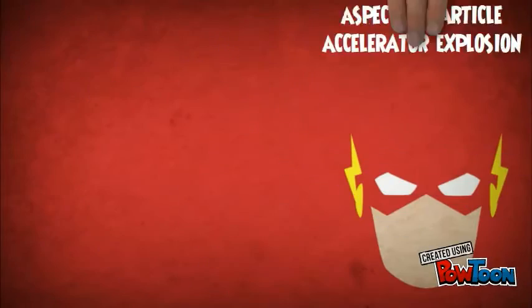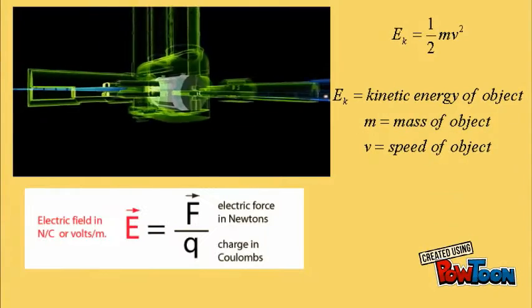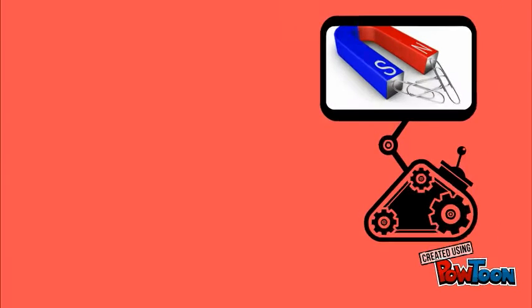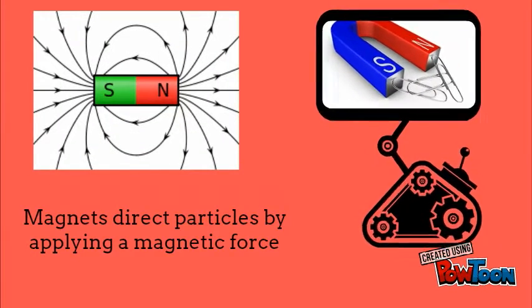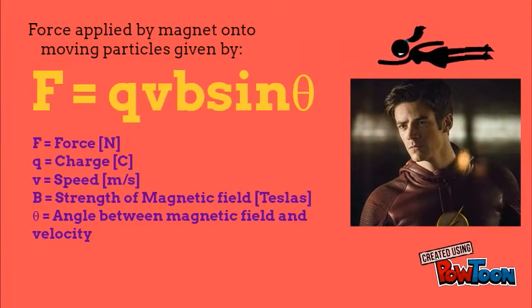The Flash gets its powers from the particle accelerator explosion at Star Labs. A generated electric field allows the particles in the accelerator, often protons, to accelerate and gain kinetic energy. Magnets direct the particles so they exhibit circular motion. The magnetic field applies a force onto moving charged particles.